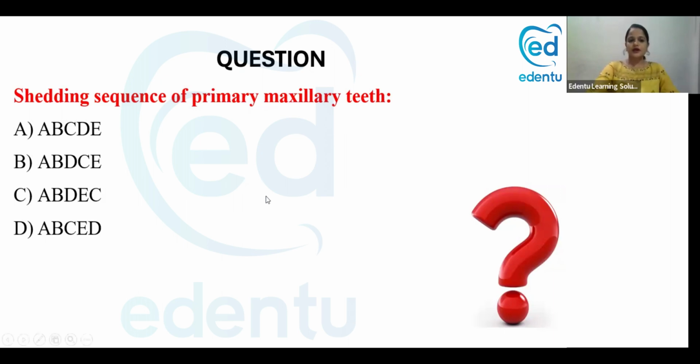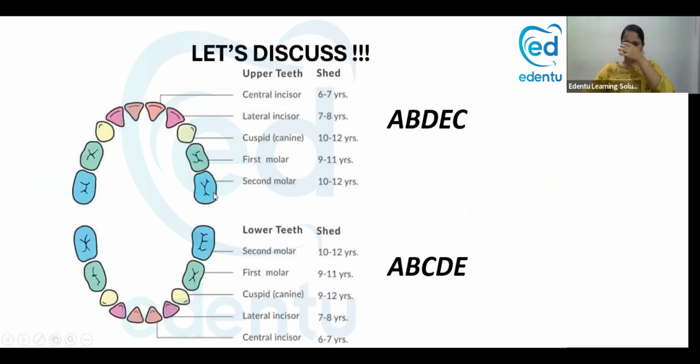So actually, the shedding sequence of primary maxillary teeth is option C, A, B, D, E, C. We are all familiar with the eruption patterns. Now let's look at the shedding pattern. Usually the central incisor sheds by 6 to 7 years, followed by the maxillary lateral incisor, then the first molar. In the maxillary teeth, the first molar sheds before the canine. Then the second molar and the canines have a similar age group of shedding, between 10 to 12 years of age. But clinically, the second molar is usually shed before the canines. So we have included the shedding pattern of the maxillary teeth as A, B, D, E, and C.